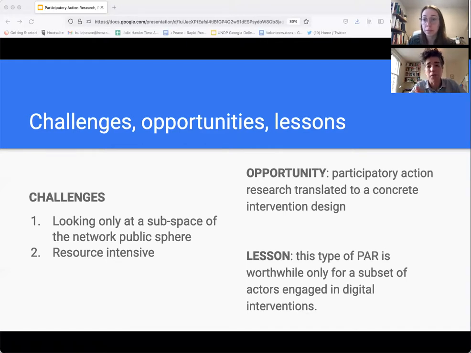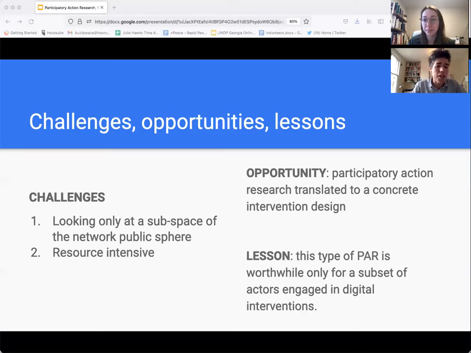So it's been quite a fast process in a way of kind of learning what is possible to do with participatory action research on social media mapping. We're not at the end. We haven't conducted a full evaluation of this program. So these are just some emerging challenges and maybe some opportunities and some lessons, actually one opportunity and one lesson.